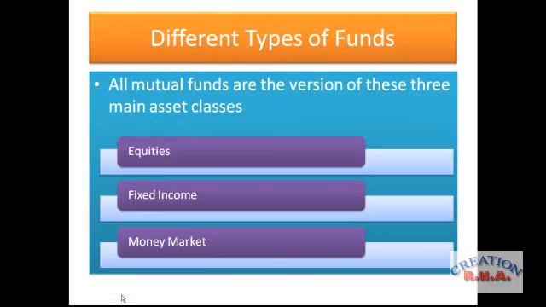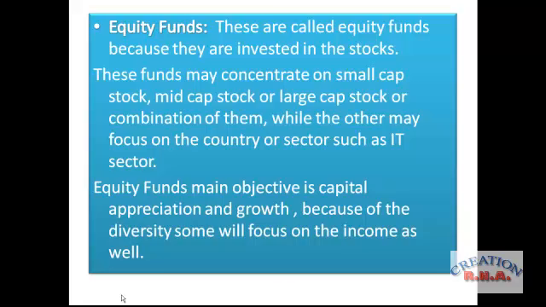Again, it is the same thing. Again, it is being said that there are different types of mutual fund. All mutual funds are the variation of three main assets: equities, fixed income, and money market. Okay, what are equity funds? These are called equity funds because they are invested in stocks. What stocks means is shares in the stock market.